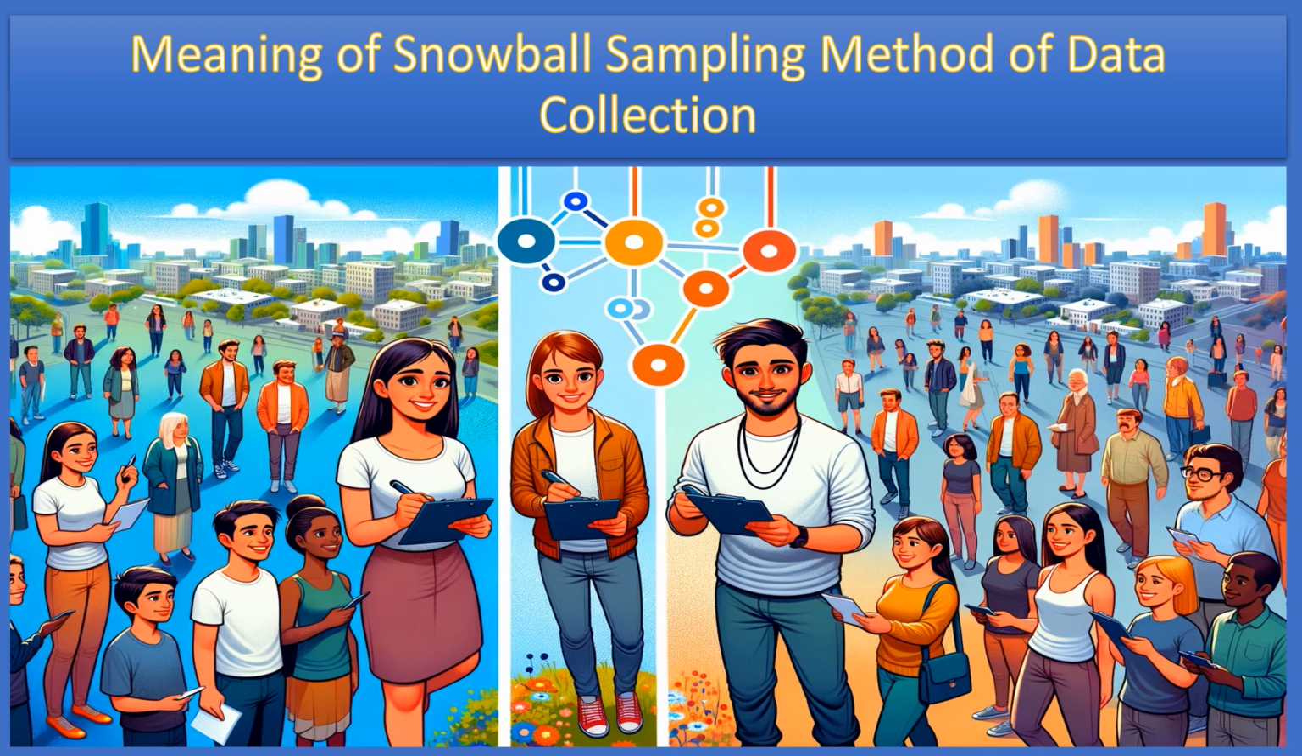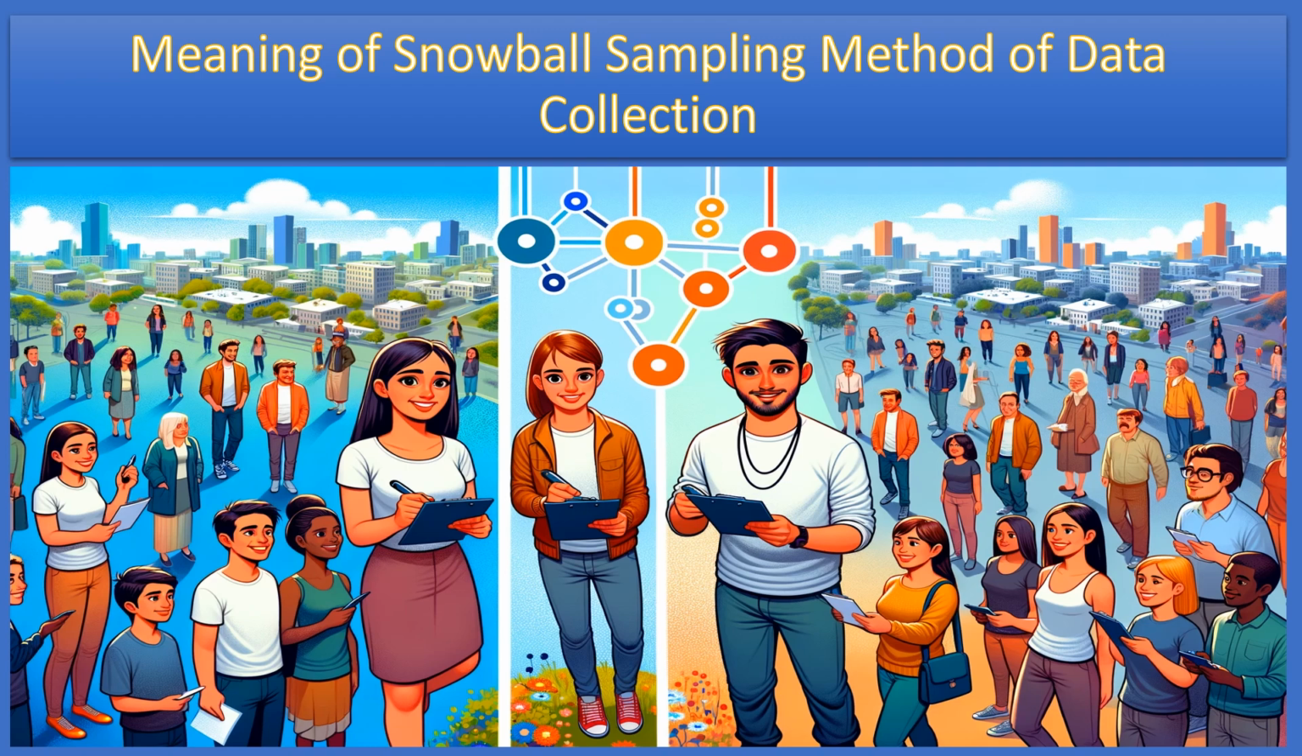This video introduces the snowball sampling method of data collection, its unique features, its advantages, and where to apply the snowball method of sampling. Snowball sampling is a non-probability sampling technique used in research to gather data from populations that are difficult to access or enumerate. Unlike traditional random sampling methods, snowball sampling relies on referrals from initial participants to identify and recruit additional participants.